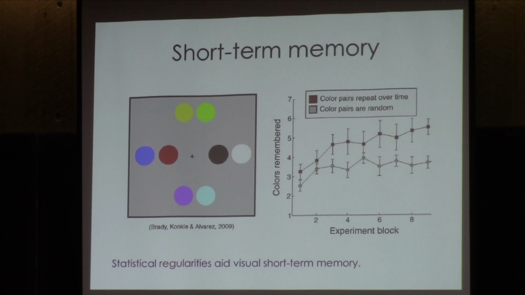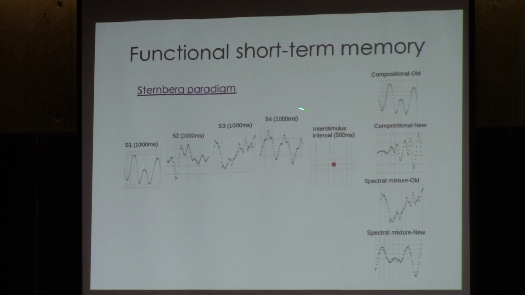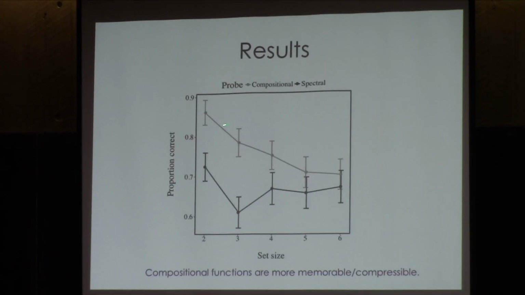So it brings us back to this question: if there's structure, then people can exploit that statistical structure to compress information in memory and remember more, and that's what's shown by this study. And we looked at this in short-term memory using a version of the Sternberg paradigm, where we would show a rapid sequence of these functions, and then we'd show a probe function that could either have been in the study set or not in the study set, and subjects had to make a judgment about whether it was old or new. And we found that people overall were more correct for compositional functions than for spectral mixture functions, again suggesting that compositional functions are somehow more memorable or compressible.